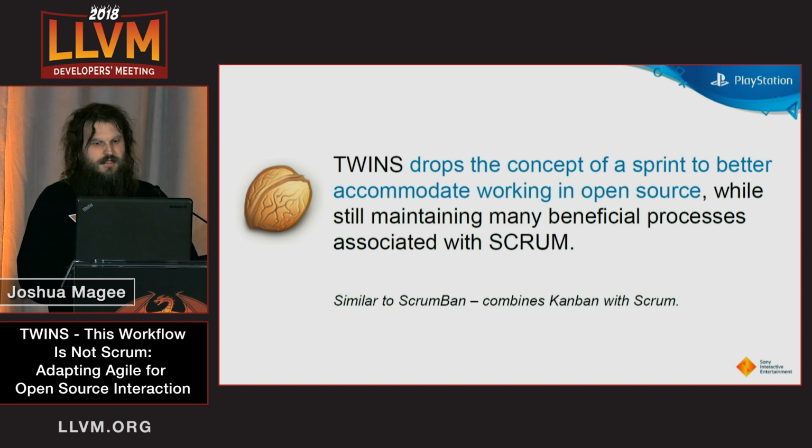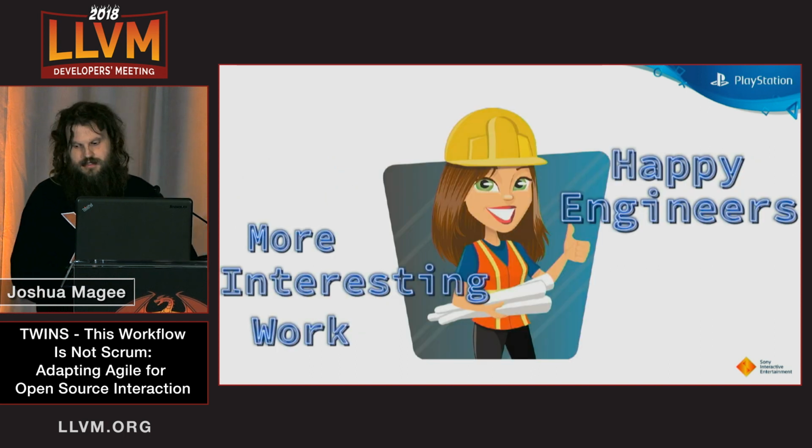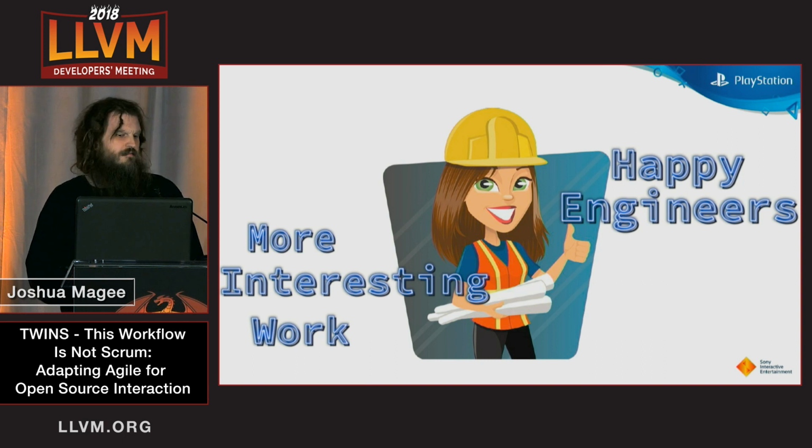So in a nutshell, TWINS drops the concept of a sprint to better accommodate working in open source with the LLVM community. It's very similar to Scrumban in the sense we're just combining Kanban with Scrum in a way that works for us. And one of the benefits is that it allowed us to focus on different work and contribute to more interesting projects like MCA and DWARF5, PGO, ThinLTO, and things like that. And it also makes the team a lot happier.